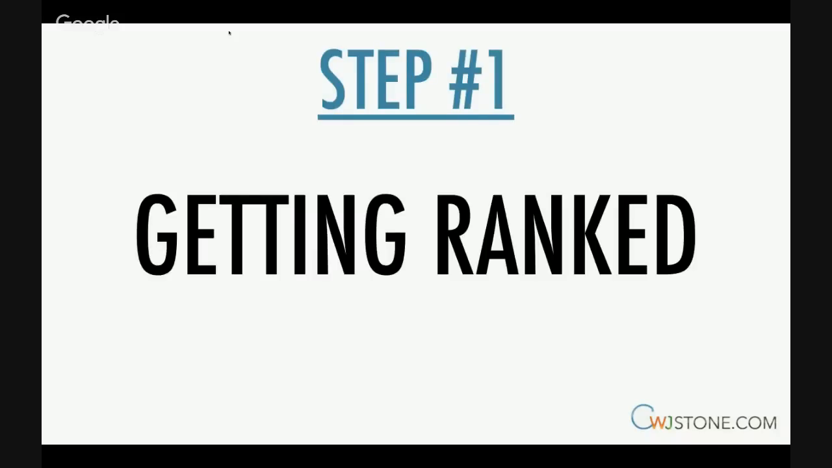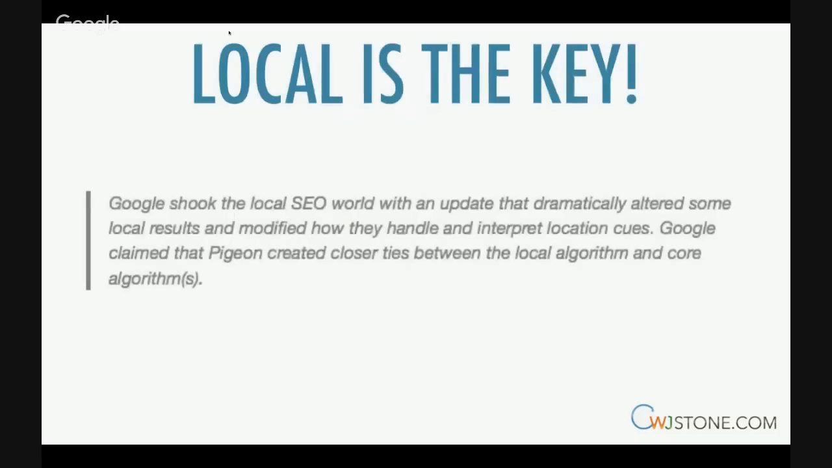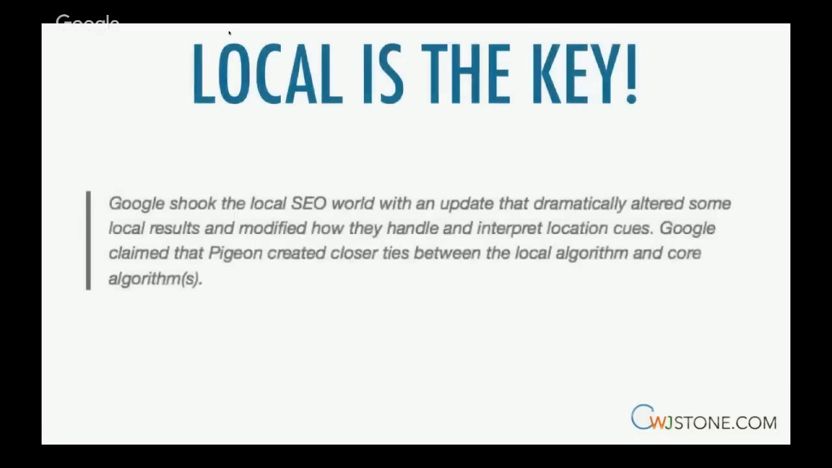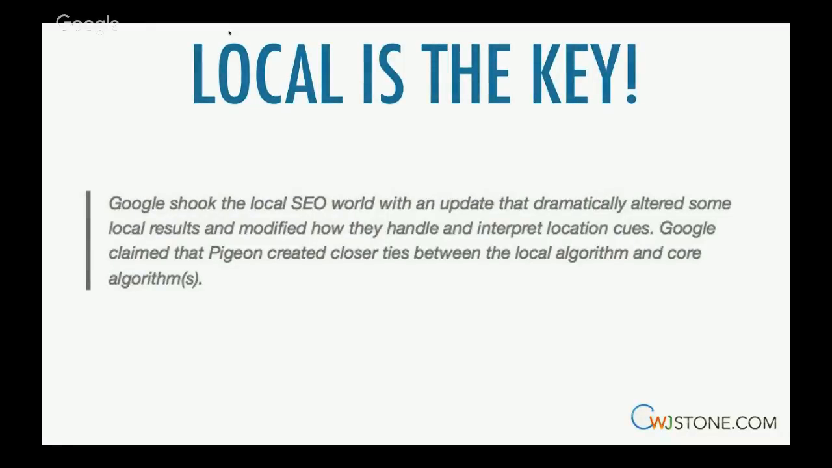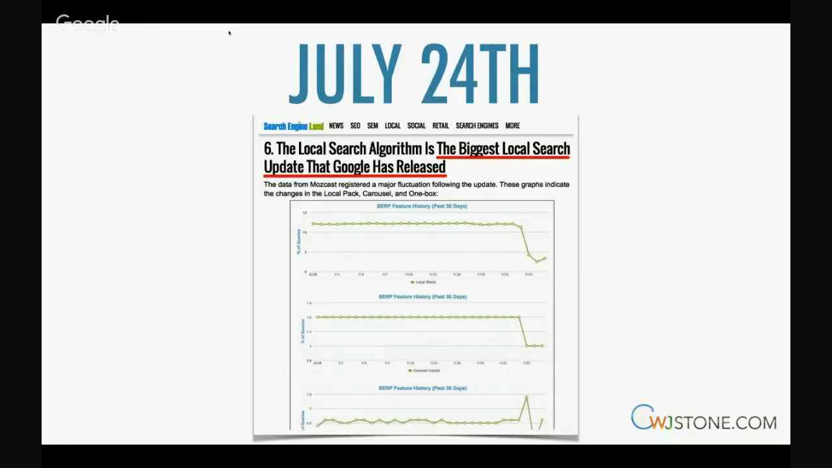The first step in getting ranked is going local. This is a screenshot from an actual blog post announcing the Google Pigeon update. That is an update to the algorithm that makes local much more important. It happened on July 24th of 2015, last year, and Search Engine Land led with a story saying the local search algorithm update is the biggest local search update that Google has released.